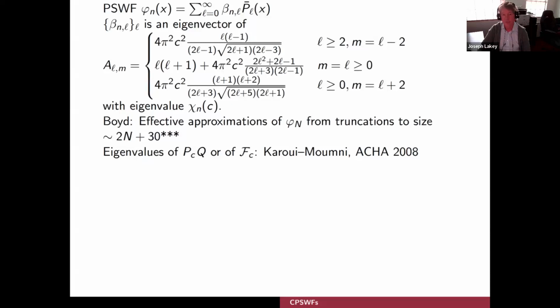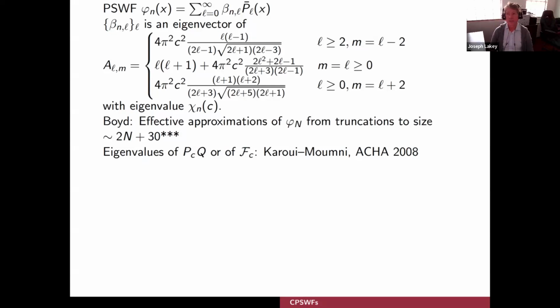And then eigenvalues are a different matter, but there's been work also more recent for getting good approximations of the eigenvalues. Okay, so this can be considered a variation of Bouwkamp's method, which allows for a truncation.